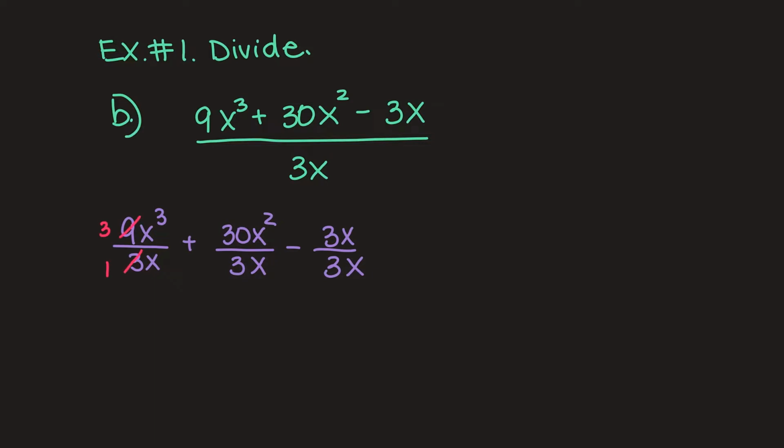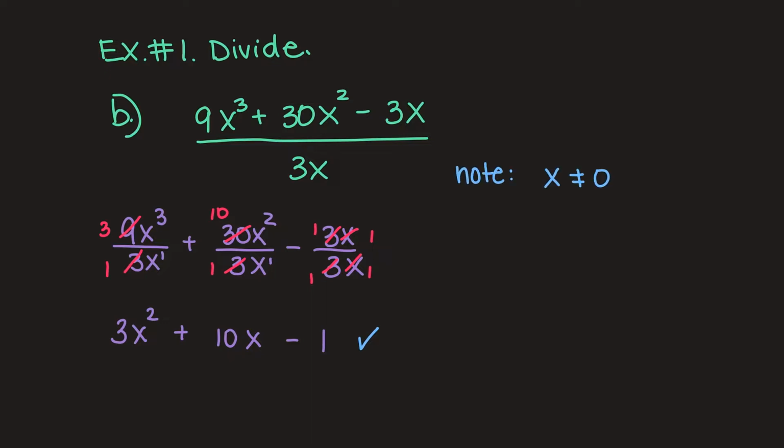9 and 3 reduce to 3, and for the x's, we apply the quotient rule for exponents and subtract the exponents. Doing so, this simplifies to 3x squared. And for the next term, 30 and 3 reduce to 10, and we also apply the quotient rule to the x's, and this simplifies to 10x to the first power, or simply 10x. Then for the last term, the 3's reduce, and so do the x's. Therefore, this simplifies to minus 1. And our quotient is 3x squared plus 10x minus 1.